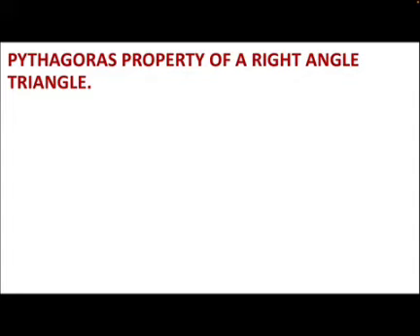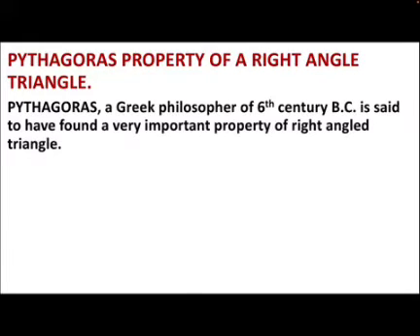Pythagoras property of a right-angled triangle. Now, what is the Pythagoras property and who is Pythagoras? I think all of you know who Pythagoras is. He was a Greek mathematician, a philosopher, a very famous person who proved a very, very important property of a right-angled triangle, or right triangle. Now, what does it say? Pythagoras, a Greek philosopher of the 6th century BC, is said to have found a very important property of the right-angled triangle. Now let's see what the property is.